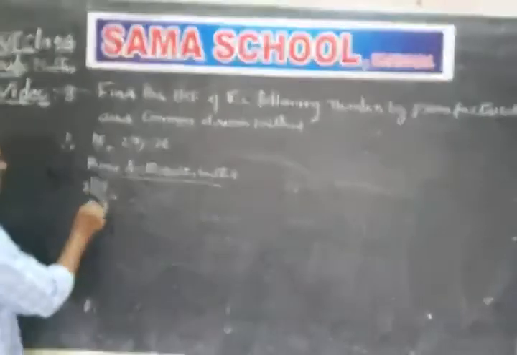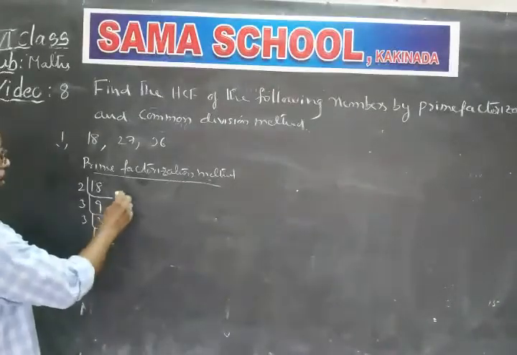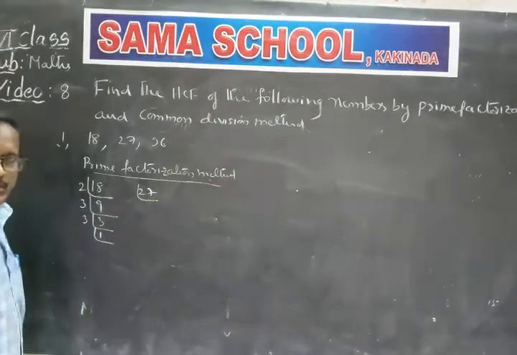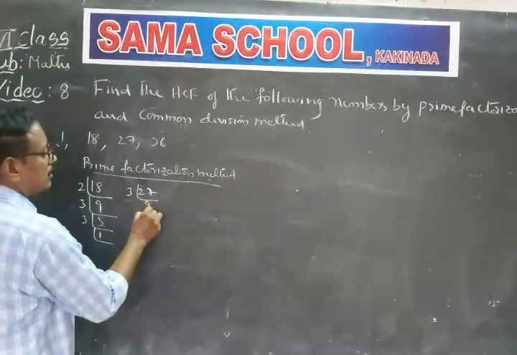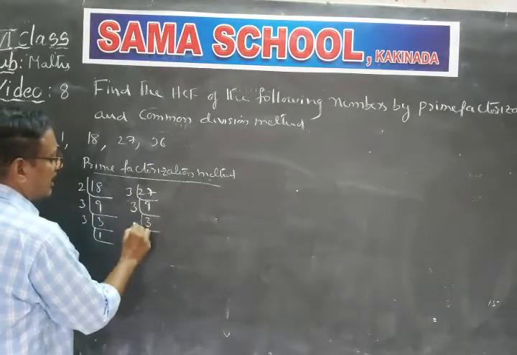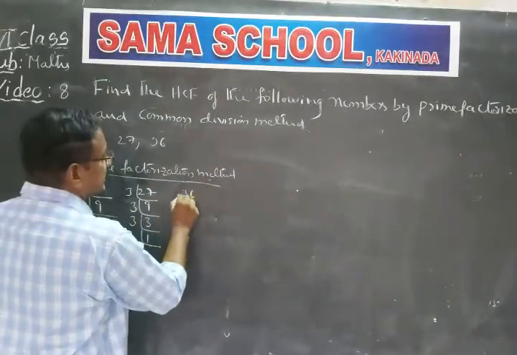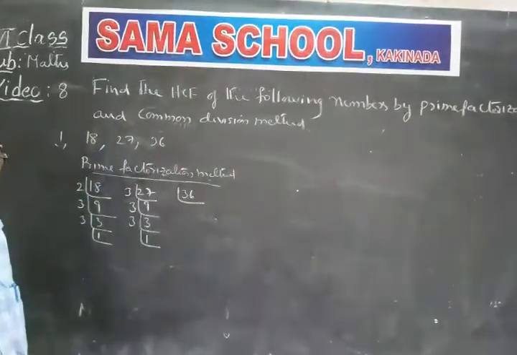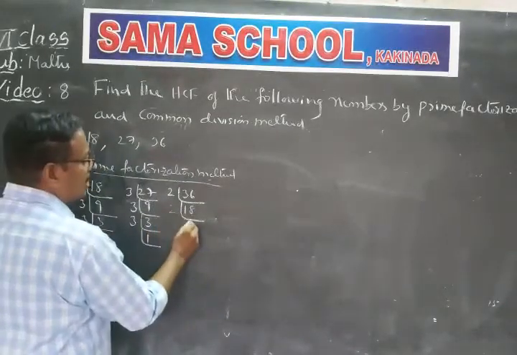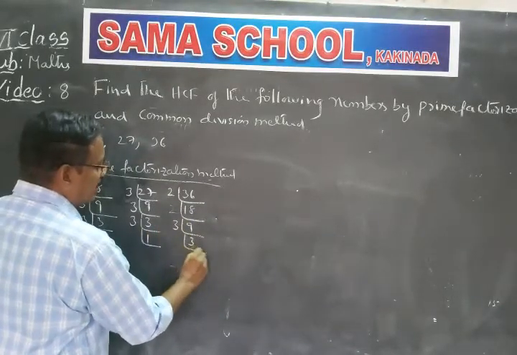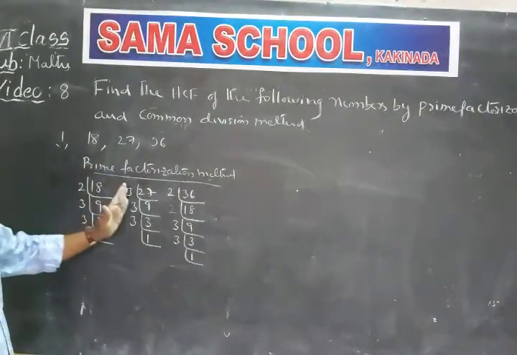2 9s are 18. 3 3s are 9. 3 1s are 3. Now 27. 2 is not divisible into 27, so the next prime number, 3. 3 9s are 27. 3 3s are 9. 3 1s are 3. Now another number, 36. 2 is divisible, the least prime number. 2 18s are 36. 2 9s are 18. 3 3s are 9. 3 1s are 3.